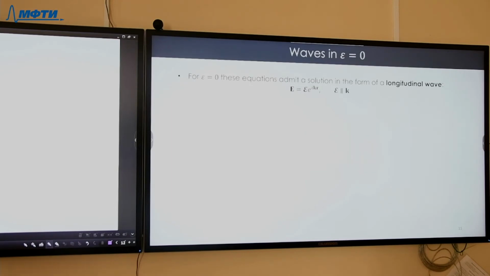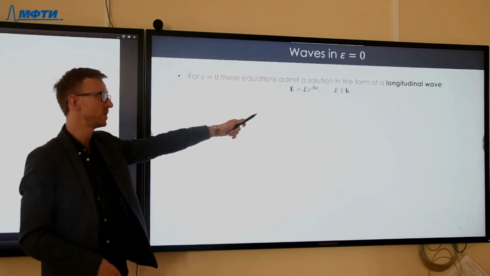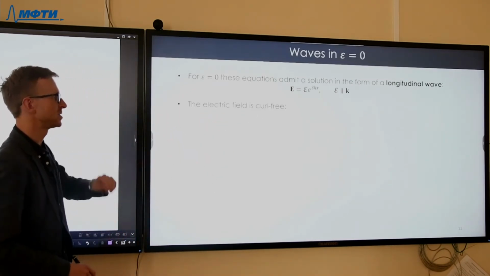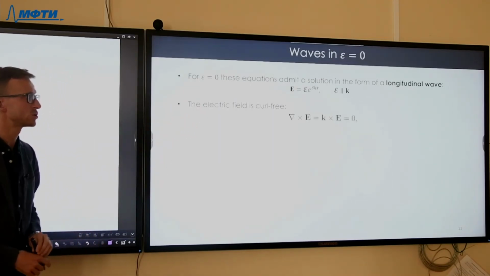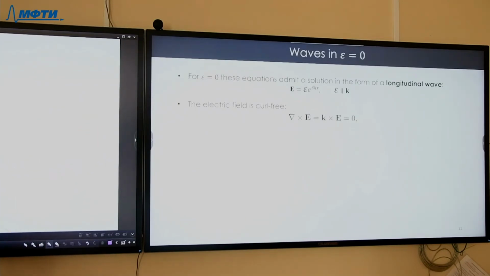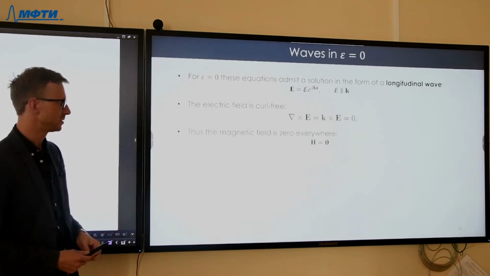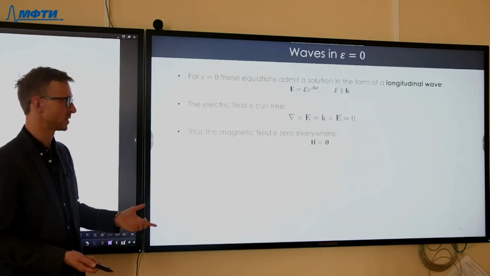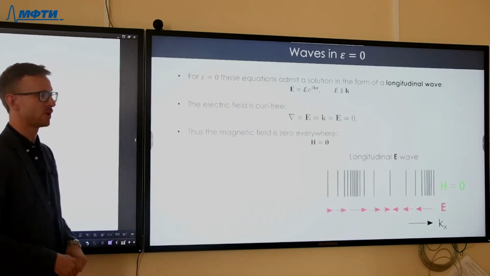But now it is already satisfied, so we can consider a wave in which electric field is parallel to the wave vector k. And if I assume this, this field is curl free. So curl of H, this is k times E, and now E is parallel to k, so this curl is obviously 0. So these Maxwell's equations also get satisfied. And we also find that the magnetic field must be 0 everywhere, because the magnetic field is curl free, but that's 0. So this is the kind of wave that we end up with.